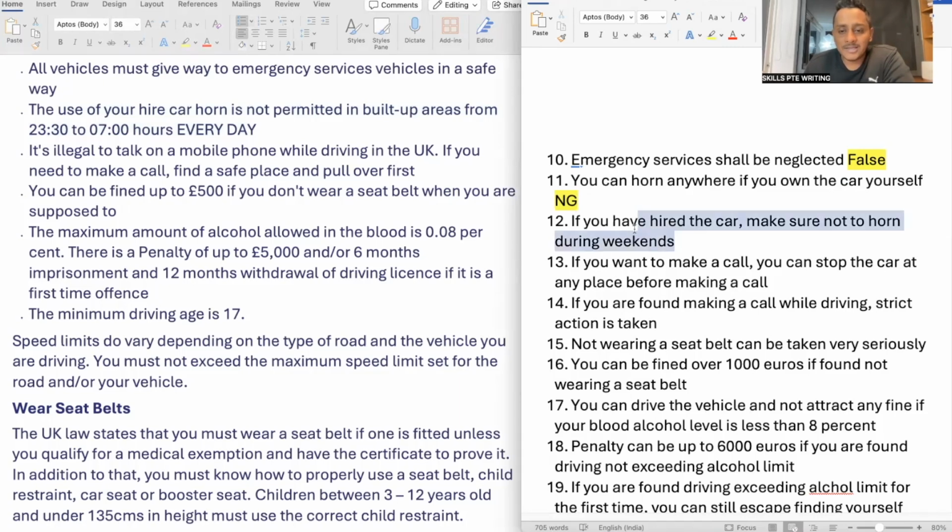If you hired the car, make sure not to horn during weekends. What is the answer?